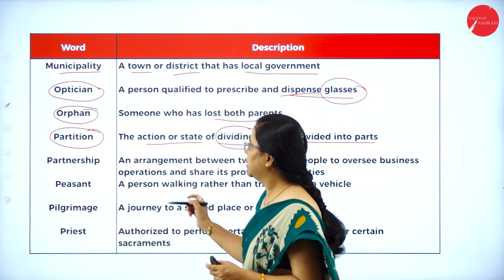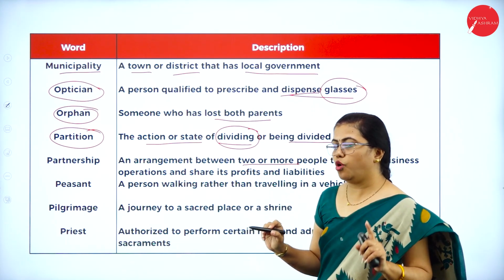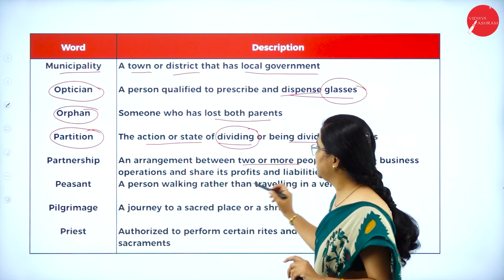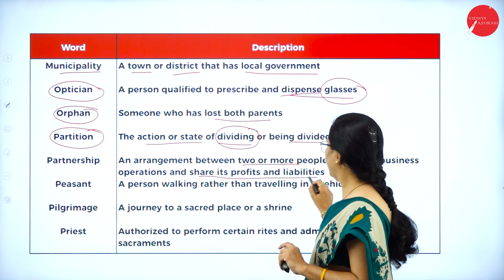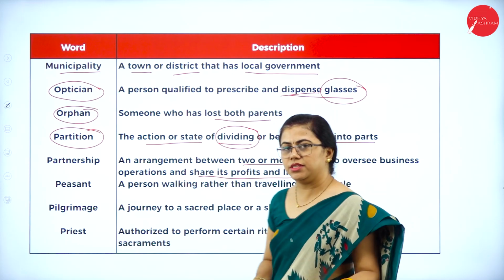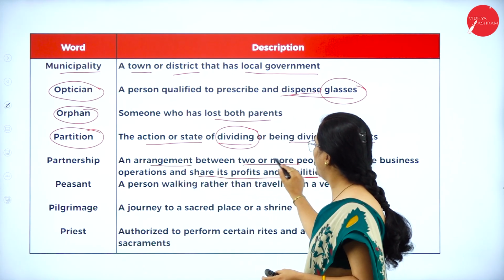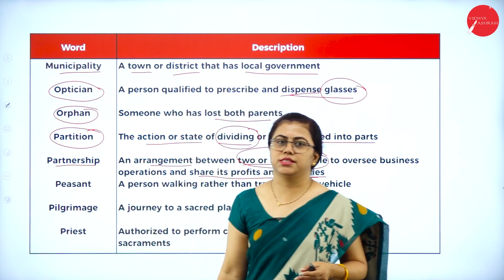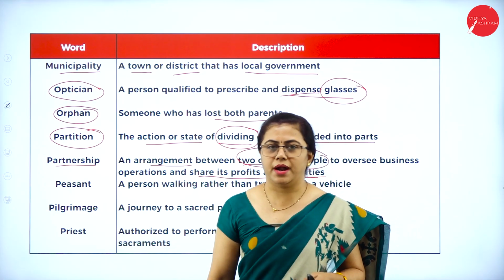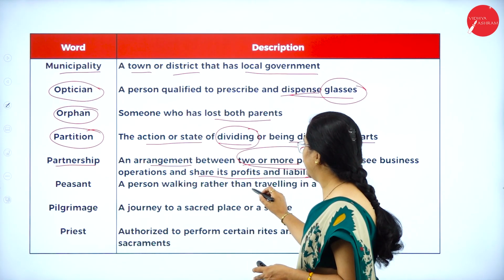Then an arrangement between two or more people to oversee business operations and share its profits and liabilities. Liabilities, losses or expenses. So any arrangement between two or more people, you are partnering the business. That is called partnership.